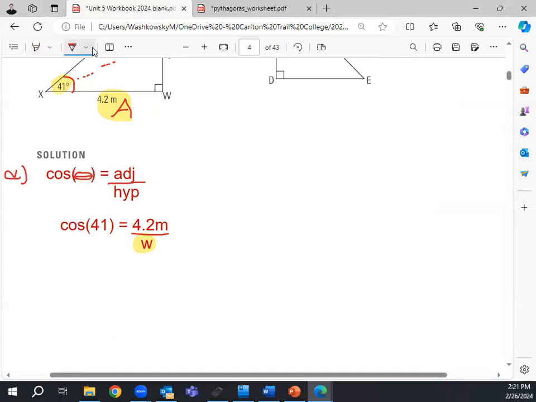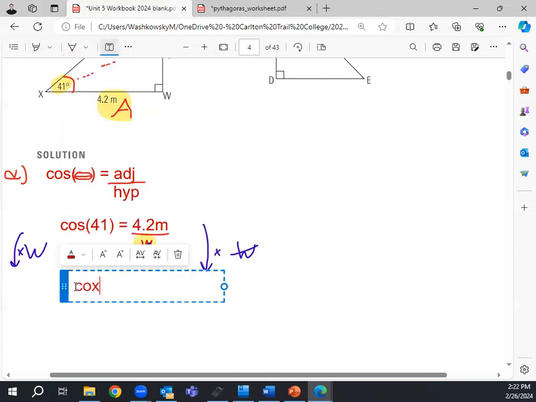So how am I going to do that? I'm going to do the opposite. I need to get it away from the bottom of a fraction, so I need to multiply both sides by W, which is going to cancel that out on the right side. But on the left side, I'm now going to have cosine of 41 times W is equal to 4.2 meters.